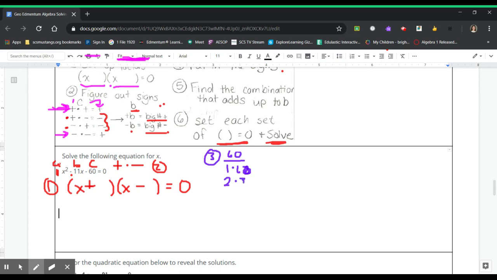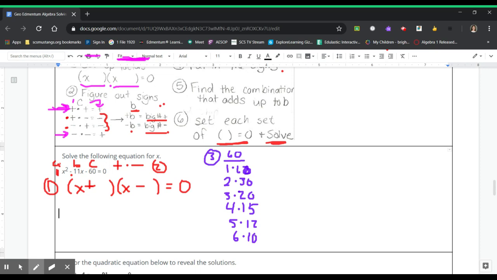2 times 30, 3 times 20, 4 times 15, I believe, but I want to make sure I get it right for you. Yeah, 4 times 15, 5 times 12, 6 times 10, 7 doesn't work, 8 doesn't work, 9 doesn't work, and then we loop back to 10, so we know we've got the whole thing.